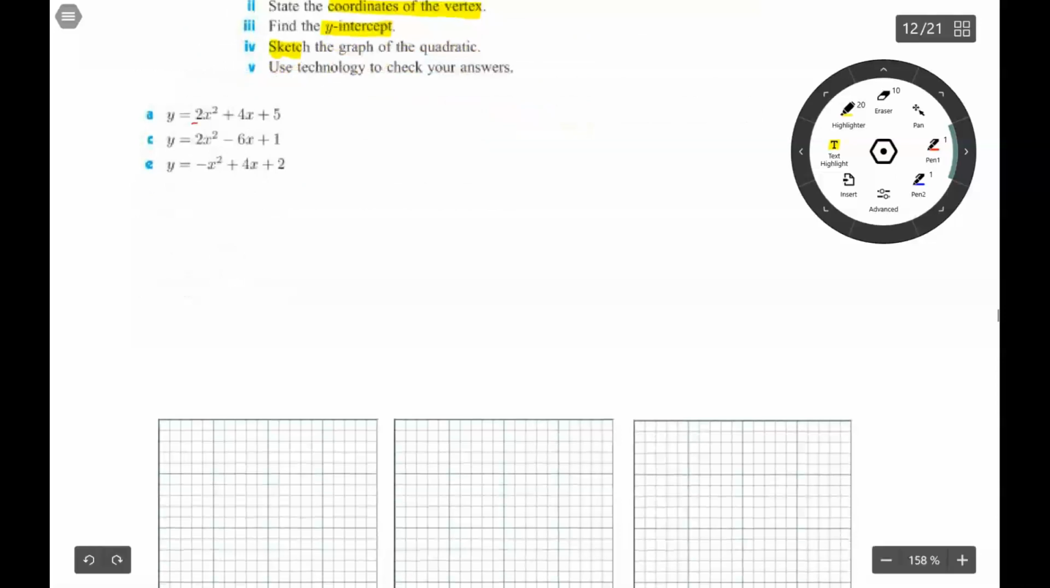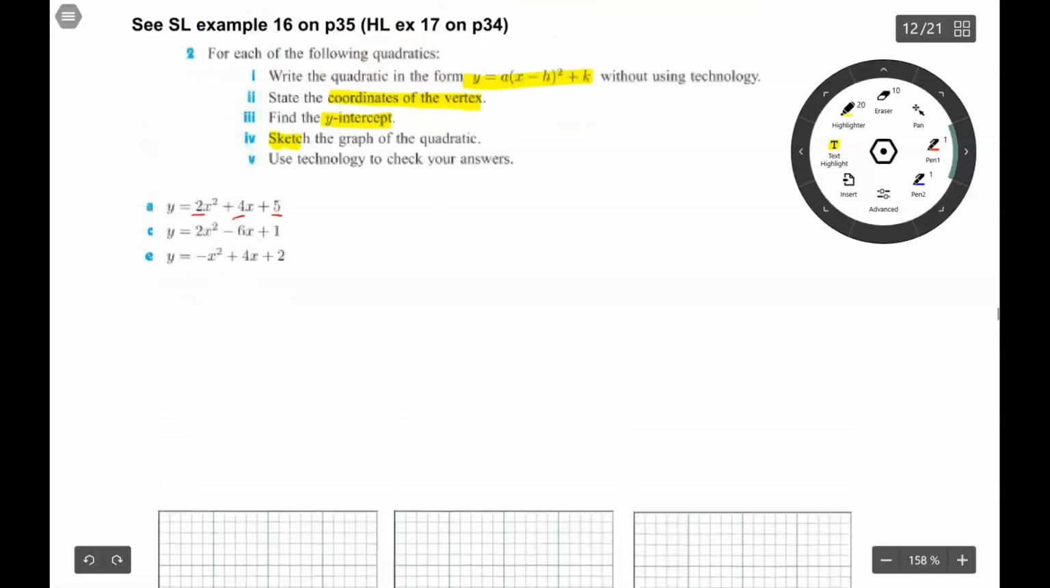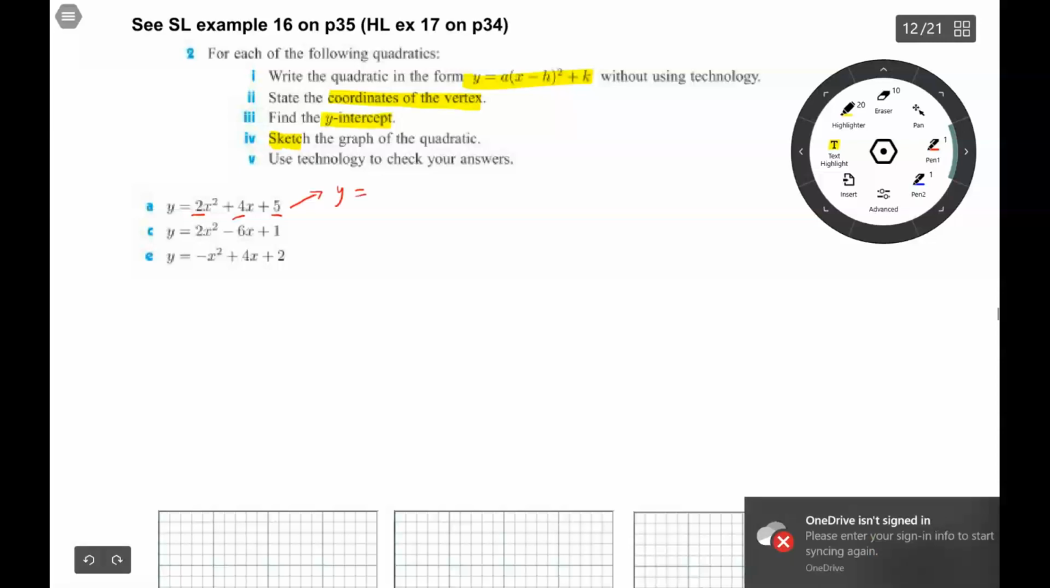The A value is 2, the B value is 4, and the C value is 5. If I was going to do this with completing the square, it's a little bit challenging because the A value is not 1, it's 2. So I'm going to do this one with completing the square just so you can see how to do that. So first thing I'm going to do is I'm going to factor out the A value from the first two terms.